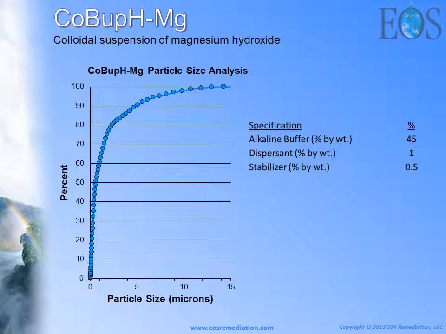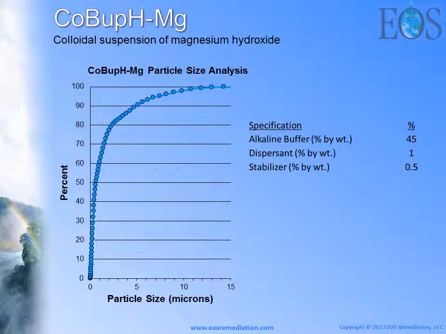But as I said, the solubility is the problem, and so what EOS has been working on for the last couple of years in our R&D department is coming up with a way to utilize all the benefits of magnesium hydroxide while getting over that hurdle of limited solubility. We want to be able to distribute this material in the aquifer effectively. That's what led us to develop the product CoBuff MG, which is simply a colloidal suspension of magnesium hydroxide.